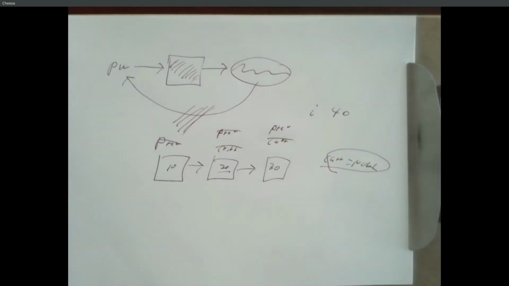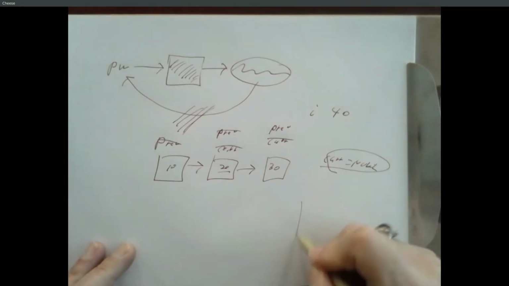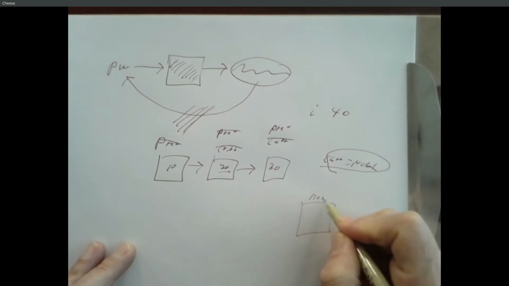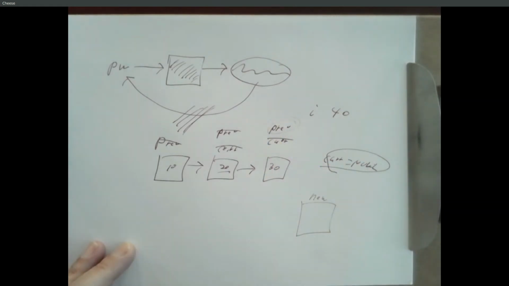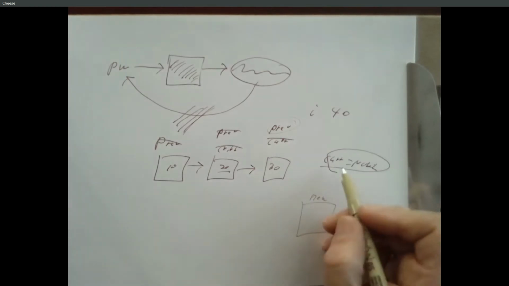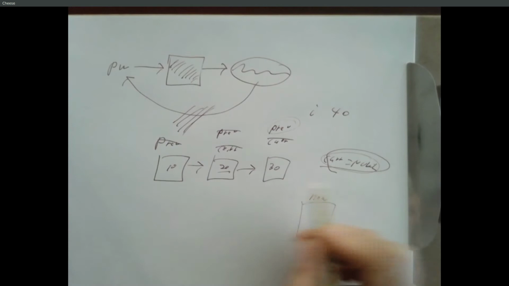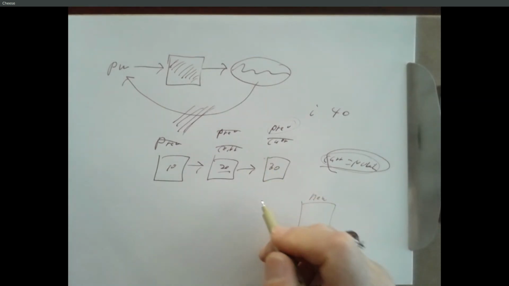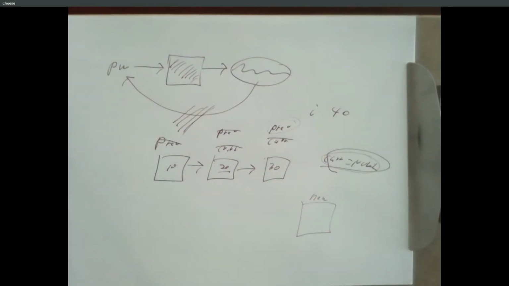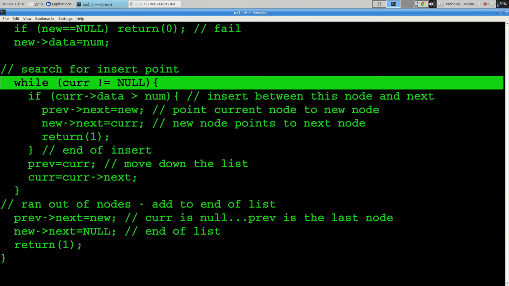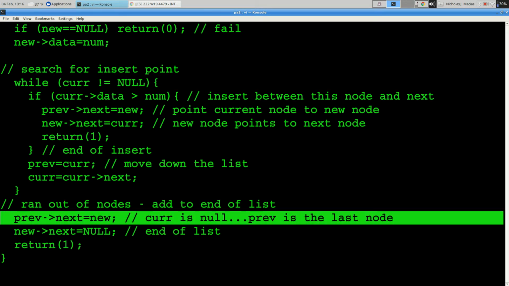And when I exit, where do I want to insert? I want to take my new node, and I want to put it after previous. Now, if I had a different definition in my mind for what previous and current were, maybe I'd want to put it after current. It depends how you're writing your code. The way I wrote it, current is the node I'm looking for. When that's null, previous is the last node in the list, so I want to put it after previous, and that's what drives this line of code, previous next equals new.